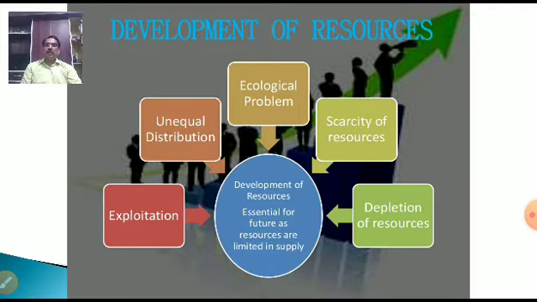First, depletion of resources for satisfying the greed of few individuals. Then, accumulation of resources in few hands. Then, indiscriminate exploitation of resources has led to global ecological crises such as global warming, ozone layer depletion, environmental pollution, and land degradation.